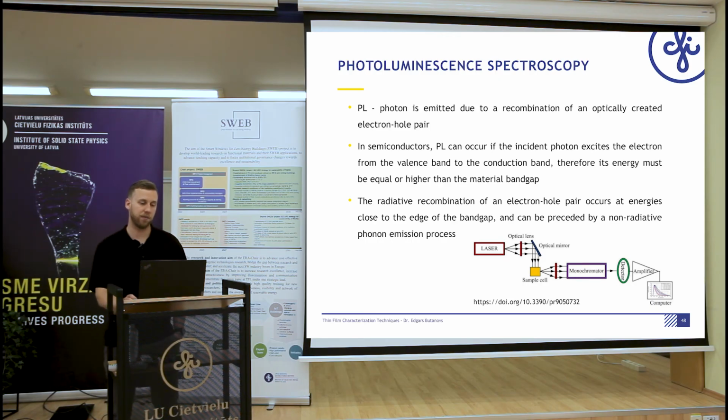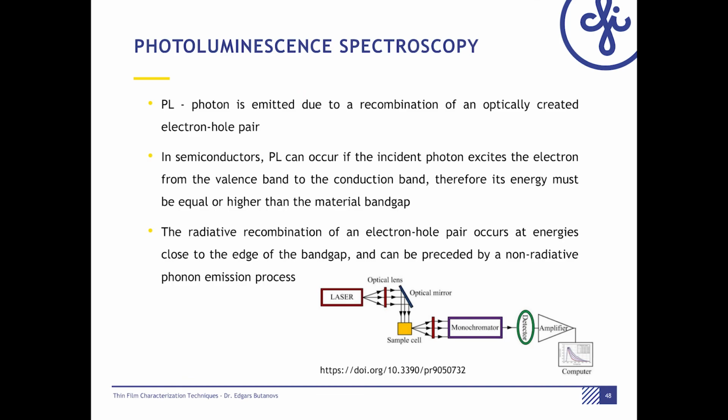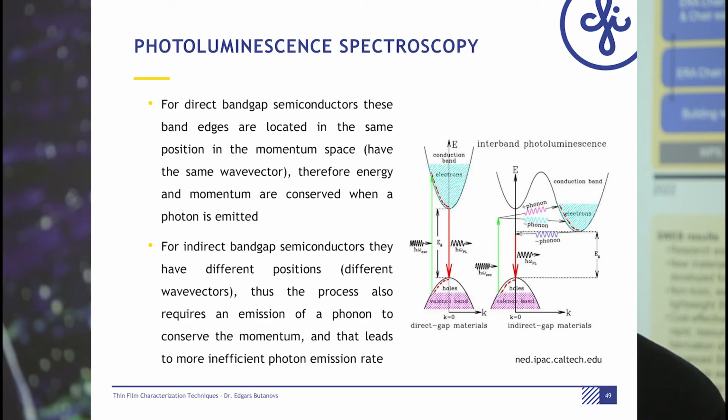So here I'll mainly talk about only two methods, which are related to band gap estimation or some defect estimation. The first method is photoluminescence spectroscopy. In photoluminescence, a photon is emitted due to a recombination of an optically created electron-hole pair. So in semiconductors, photoluminescence usually occurs if the photon excites the electron from the valence band to the conduction band, so the energy must be equal to or higher than the material band gap.